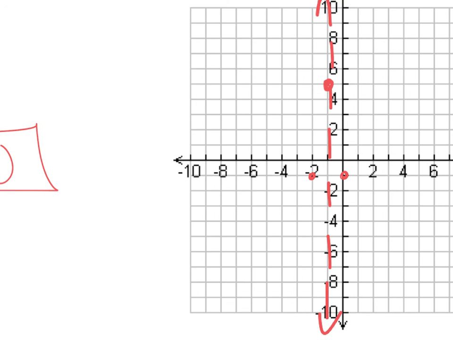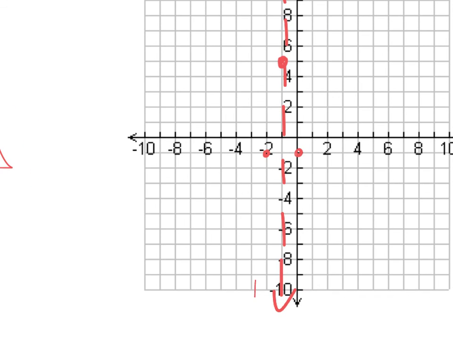Oh, see, I told you I was going to forget it. It's a dashed line. Sorry. Okay, so it's a dashed line. I always forget it, and then, like I said, I have to redraw it. So dashed line.